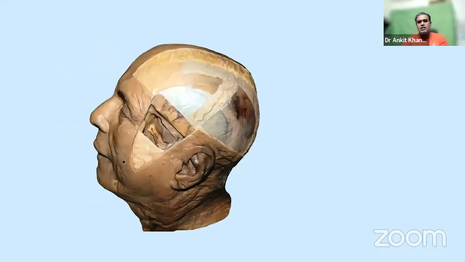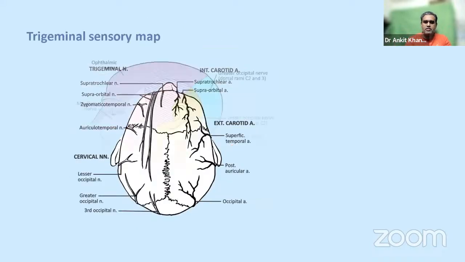Here we see a dissected specimen from an atlas. It is showing us all the layers. Again, this is skin over here. This is the connective tissue layer. Beneath it, you have the aponeurotic layer. These are the muscles, frontalis and occipitalis behind. This is the loose areolar tissue layer. And then we have the pericranium, which is covering the bone over here. Okay, this we have already seen.